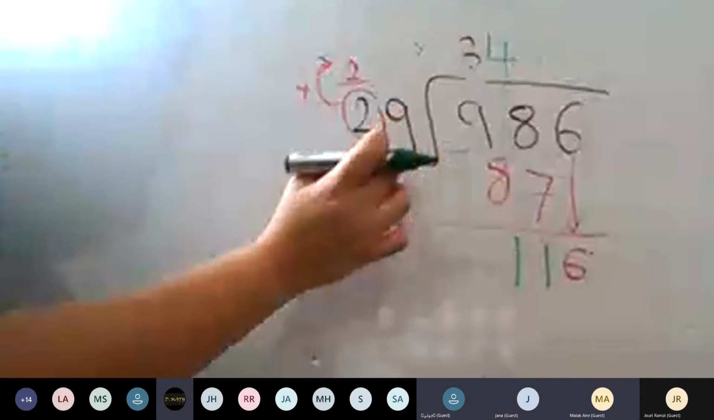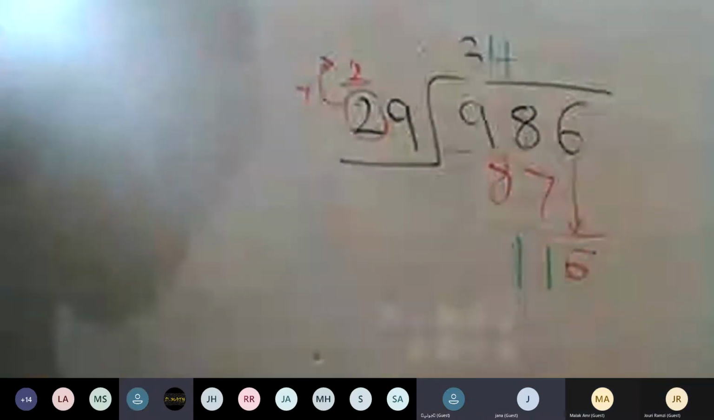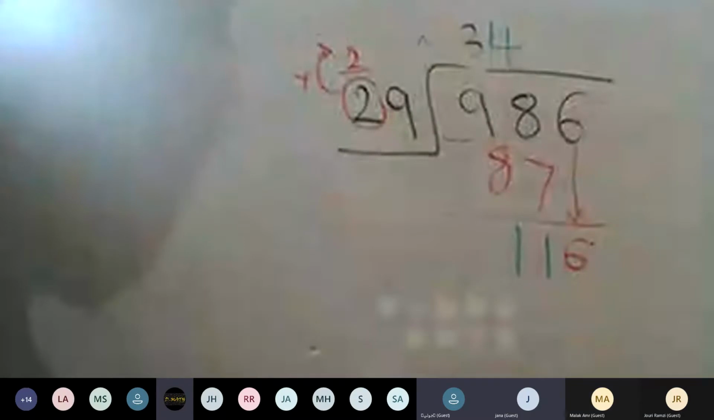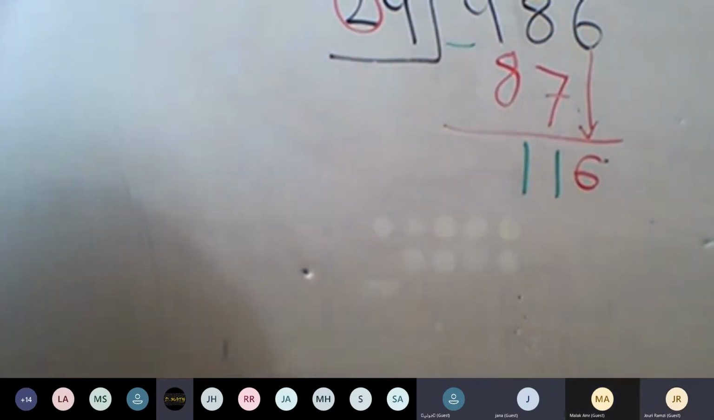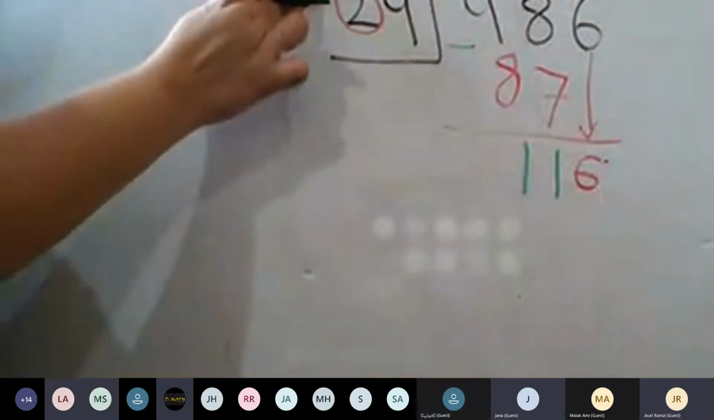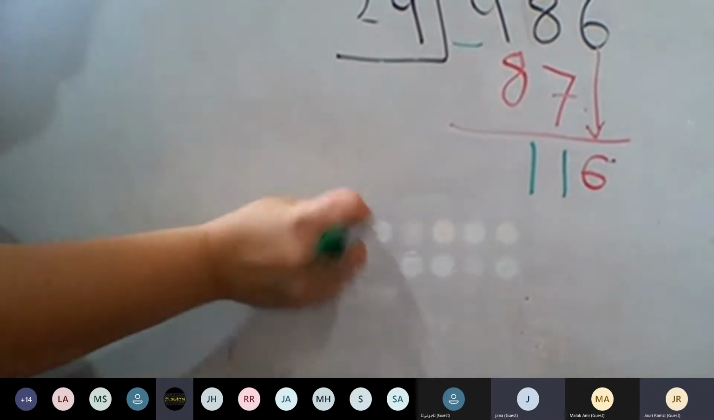Teacher, what do you mean? How 4? 4 times 9 is 36. It's only 3. 4 multiplied by 29 is 116. Oh, okay. Teacher, 4 times 9, 116. What is 29?